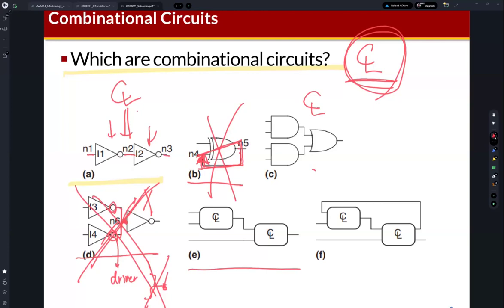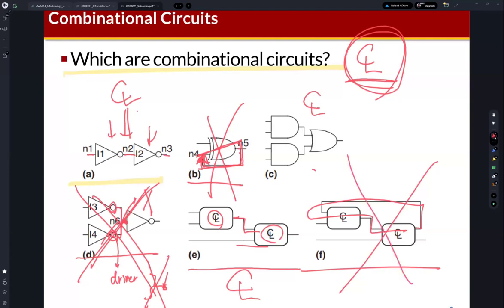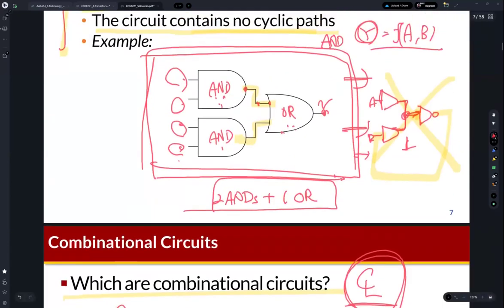How about this one? This is a CL and this is a CL. It's a combinational logic, so it's okay. This is also combinational logic. How about this? We can find the cyclic path here. This is not a combinational logic.